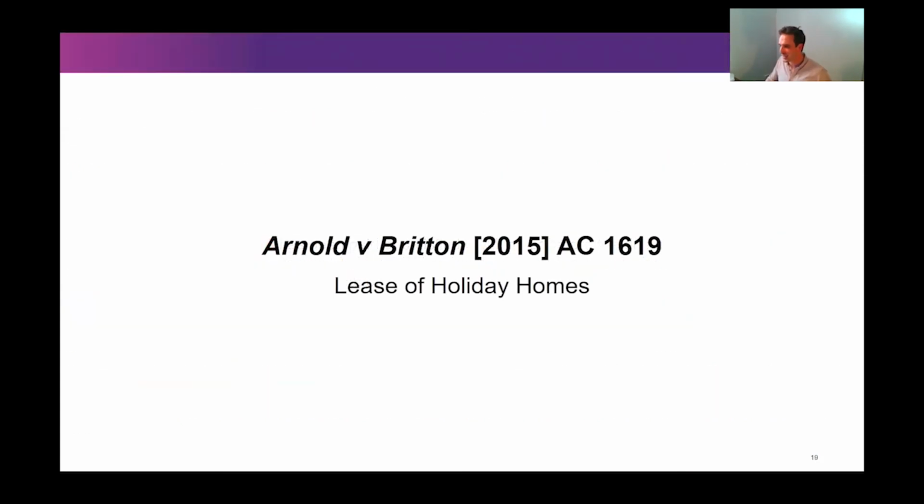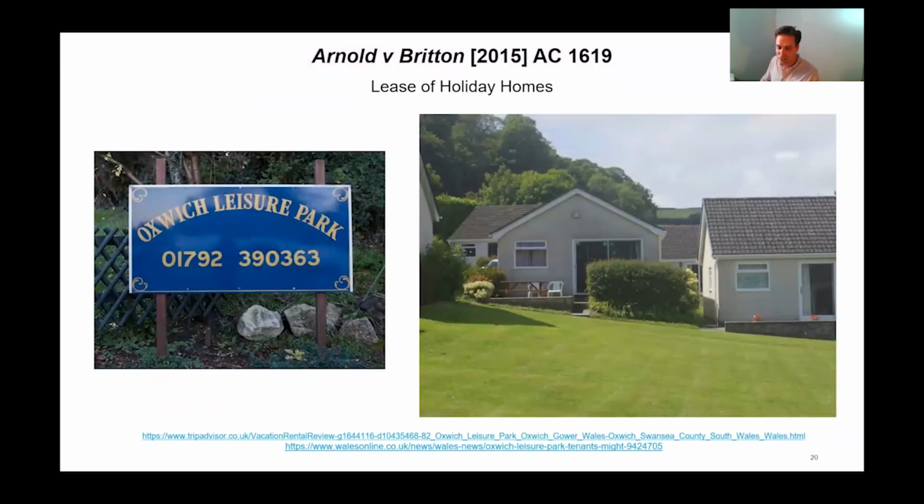Now, Arnold and Britton, moving forward in time. This involved a lease of holiday homes. It described 99-year leases of holiday homes in South Wales at the Oxwich Leisure Park, described by Lord Carnwath as an attractive holiday location. I will let you decide what you think about that.